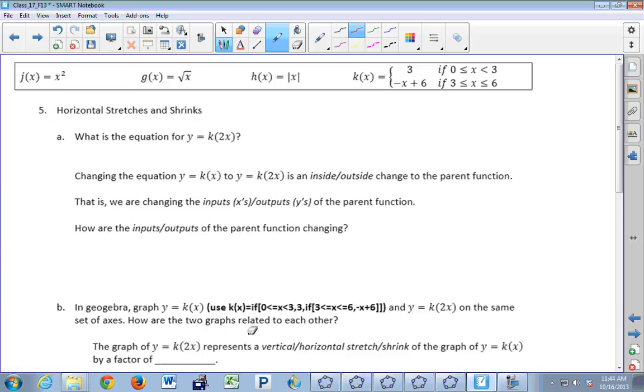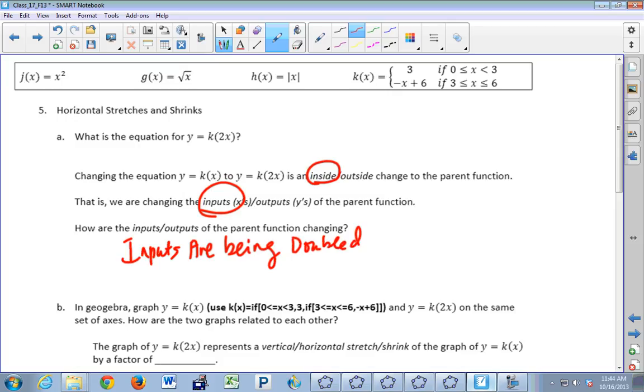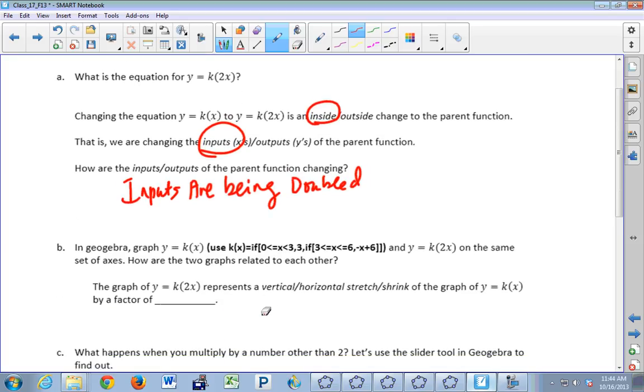So if we change k of x to k of 2x, we're on the inside of our parent function. We're changing our inputs, and our inputs are being doubled. Our inputs are being doubled.